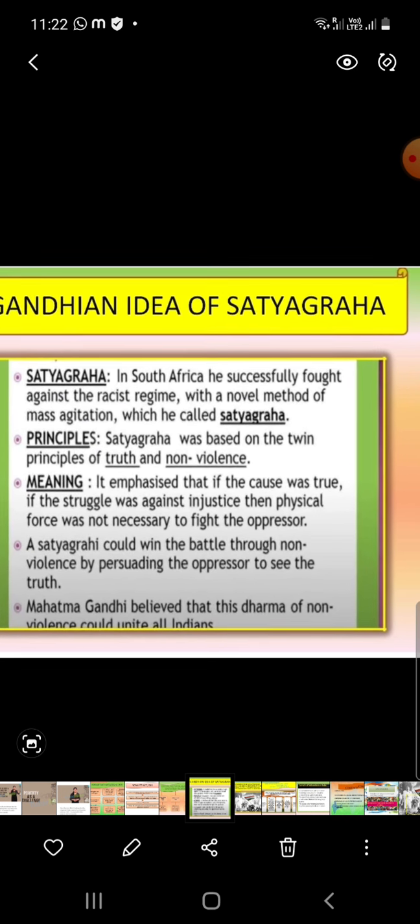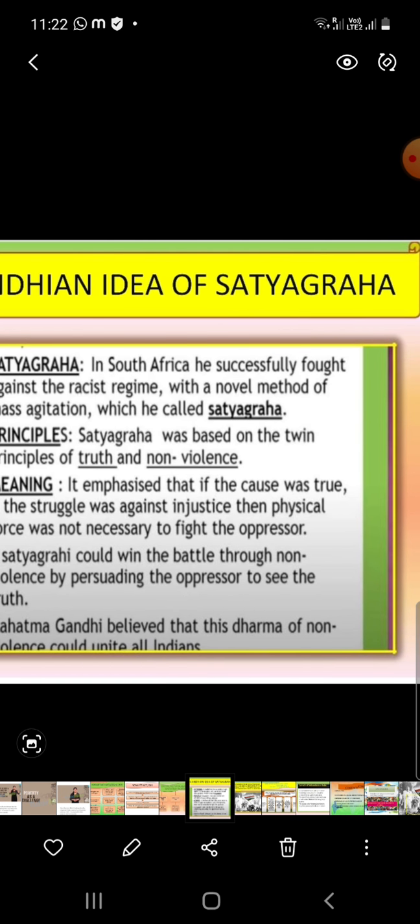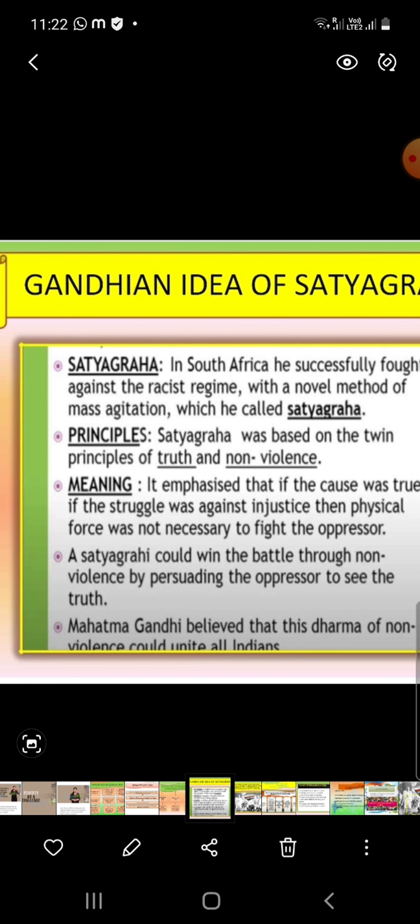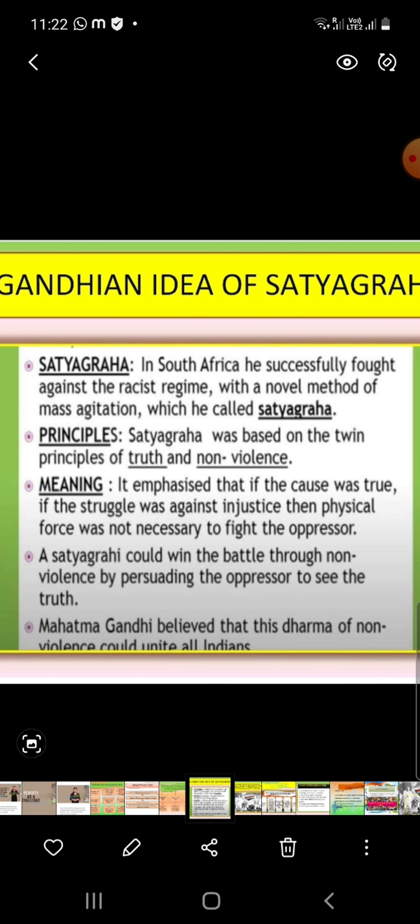So, the idea of Satyagraha: in South Africa, Gandhi ji successfully fought against racial discrimination with a novel method of mass agitation, which is called Satyagraha. Gandhi ji also successfully fought against the oppressor, because in South Africa the British tortured the South African people on the basis of their skin color. Racial discrimination was there, and Gandhi ji fought against the oppressor, and the way he followed was Satyagraha.